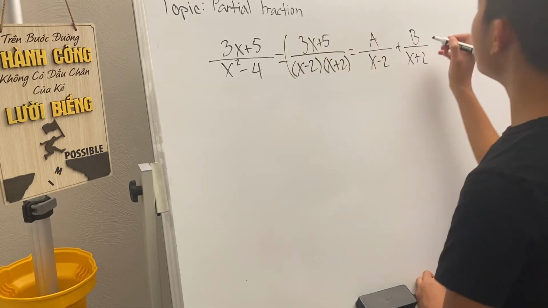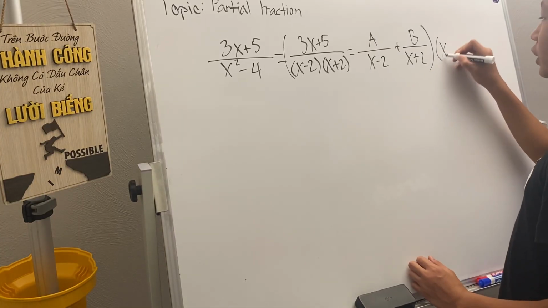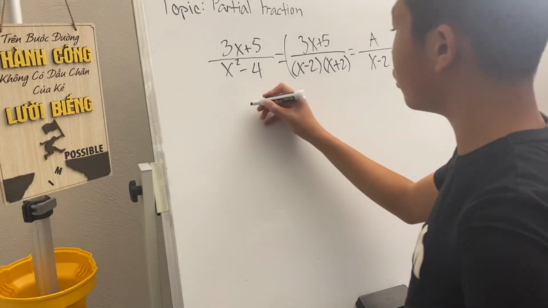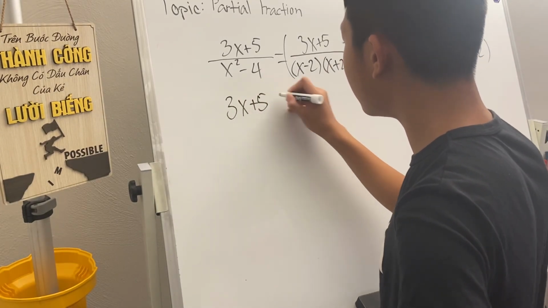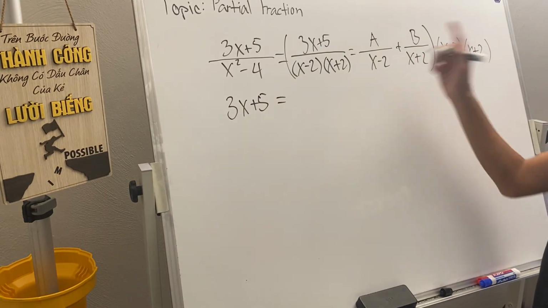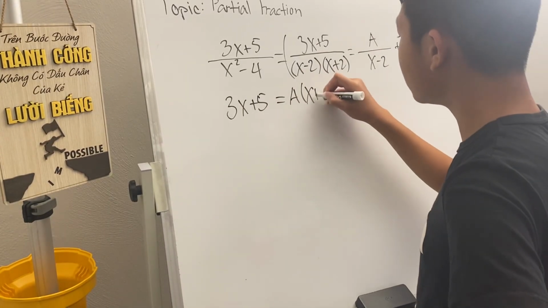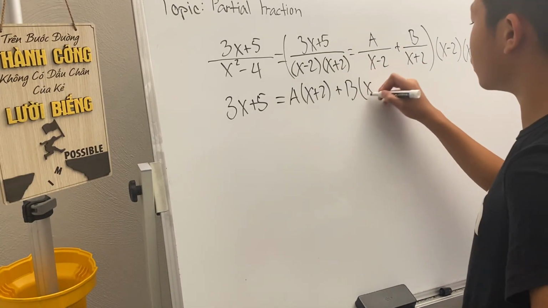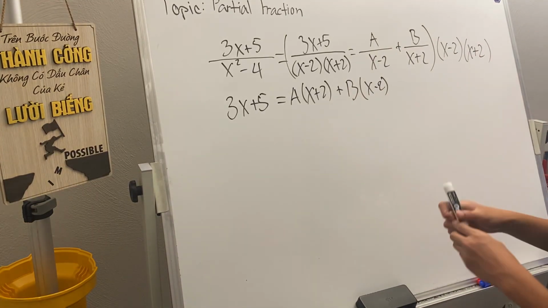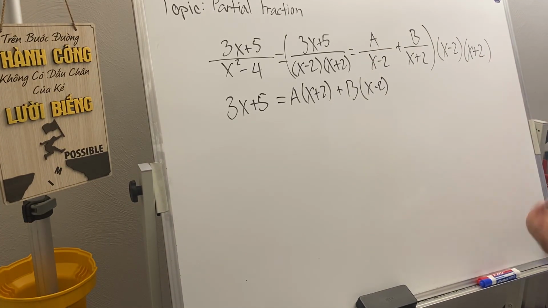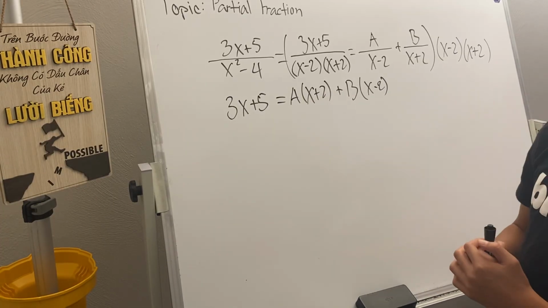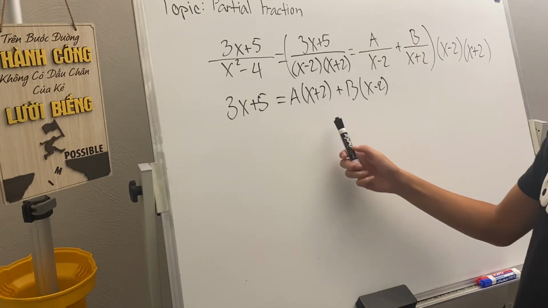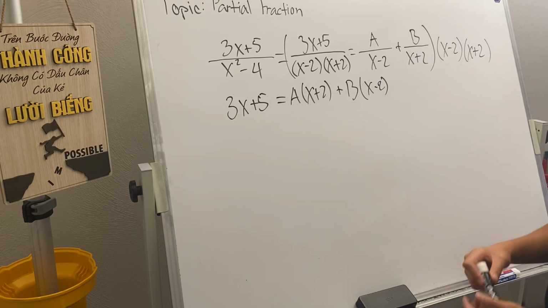This equation, you can multiply everything by the common denominator, which is x minus 2 times x plus 2. So this will cancel out. So you just get 3x plus 5 equal to A times x plus 2, then plus B times x minus 2. Now, let's solve for A first, but it's 2 variables. Technically 3, but x is a constant now. We're going to solve for A and B.